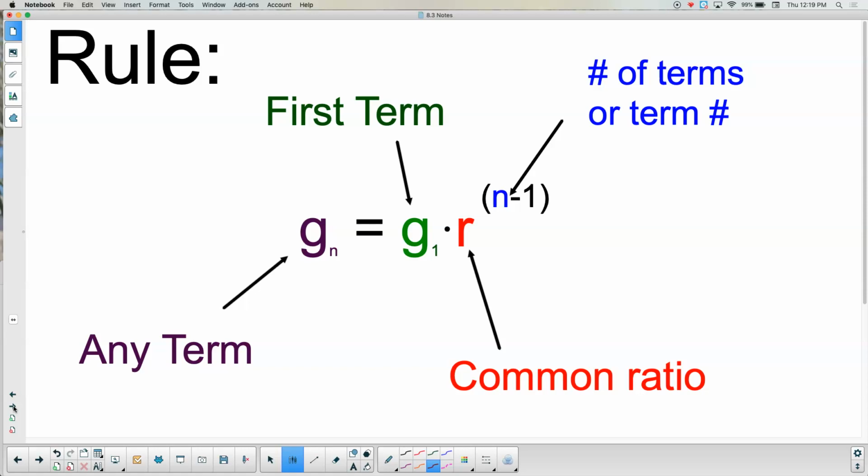Back when we were in arithmetic land, we needed 3 things in order to find any term. We needed the first term, the common difference, and the term that we wanted to find. Here, same thing. We need the first term, the common ratio, and the term that we are wanting to find.